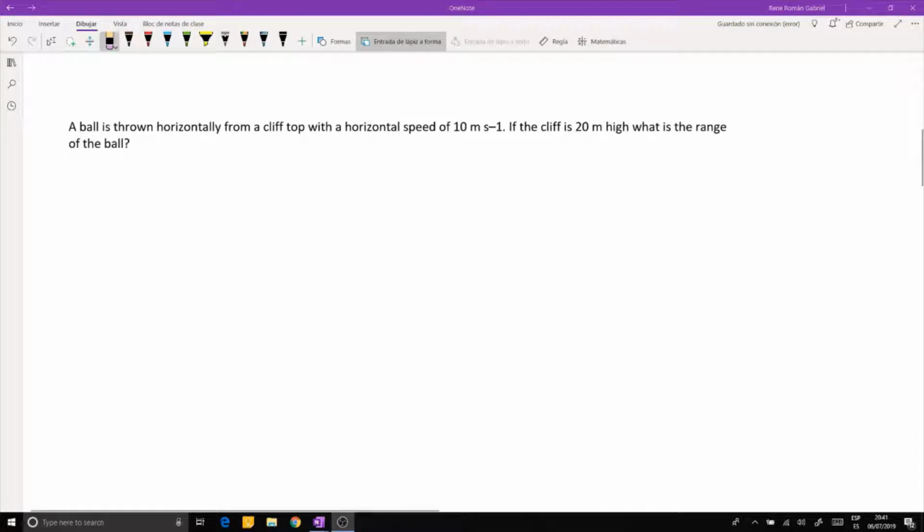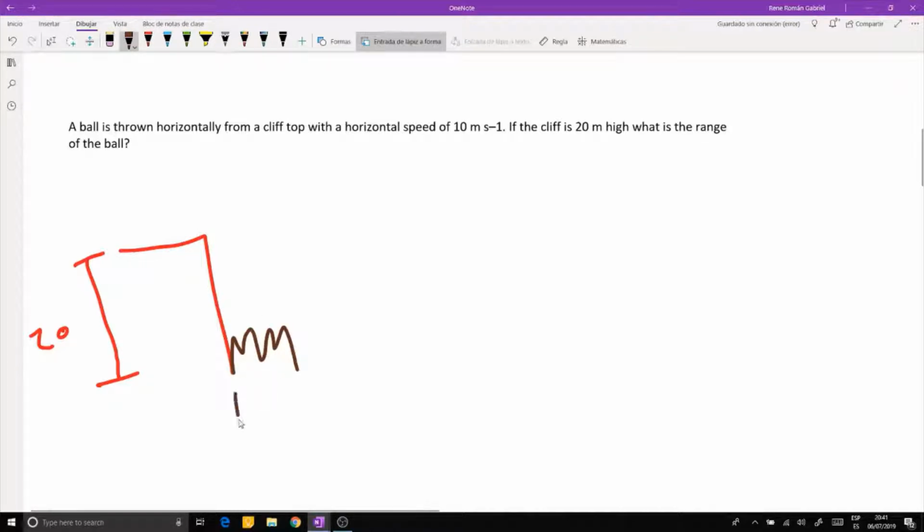A ball is thrown horizontally from a cliff top with a horizontal speed of 10 meters per second. If the cliff is 20 meters high, what is the range of the ball? So let's make this a bit more interesting and say that there's this cliff, still 20 meters high. And instead of just finding the range, we're gonna see if this ball could pass these spikes, which let's say are 10 meters, and get to the ocean or whatever, or will it hit the spikes?